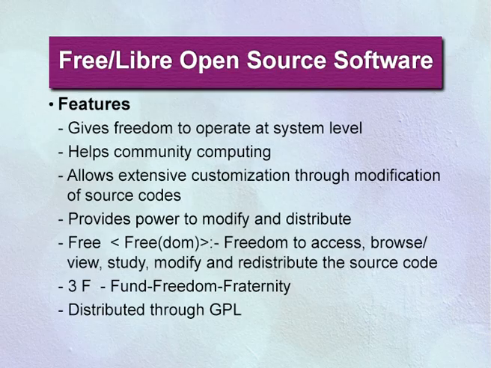You can help community computing. You can go for extensive customization through modification of the source code. It provides power to modify and distribute, because the changed source code you can redistribute to n number of friends and other libraries. And free means freedom to access, browse, view, study, modify and redistribute the source code. So finally, open source software is associated with the 3 F, that is fun, freedom and fraternity, and mostly they are distributed through GPL, that is called GNU Public License.